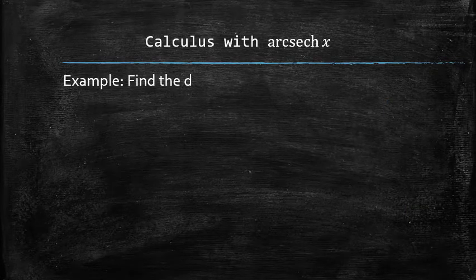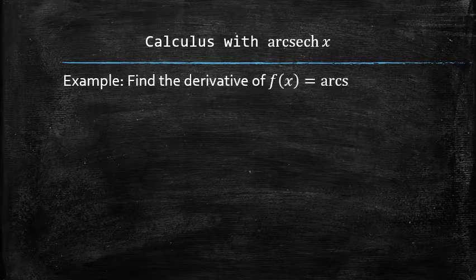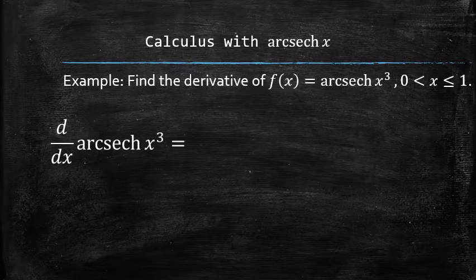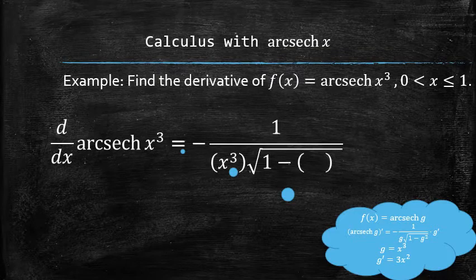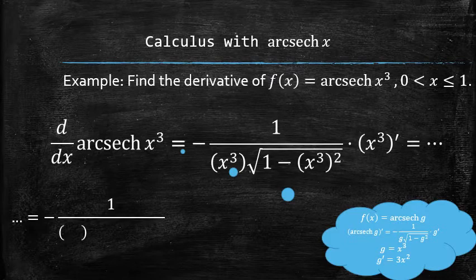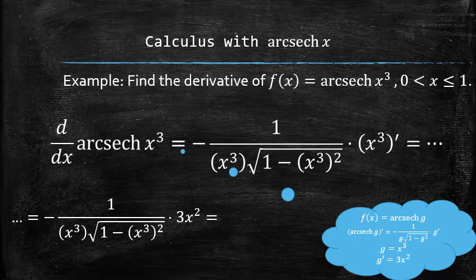Let's, for example, find the derivative of the following function. We start the process by recognizing that we have to find the derivative of a composition of the hyperbolic arcsecant function applied to the power function, which is equal to the following expression, in which we know how to find all the components. We get the final answer after plugging everything in and simplifying.